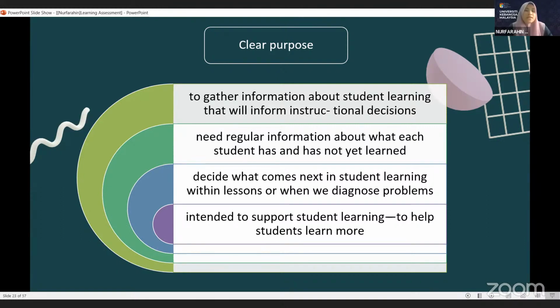So the assessment also decides what comes next. What comes after assessment? Once we diagnose there are problems with the students' learning processes, what would happen next? So that's the purpose of assessment. And the last one is the assessment should support student learning. In simple words, assessment should help the students to learn more. What does it mean by more? In this way, assessment should help the students to learn more effectively.